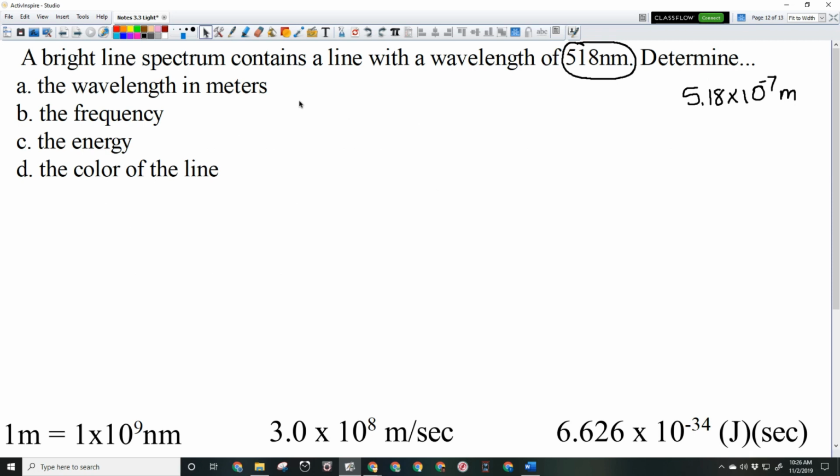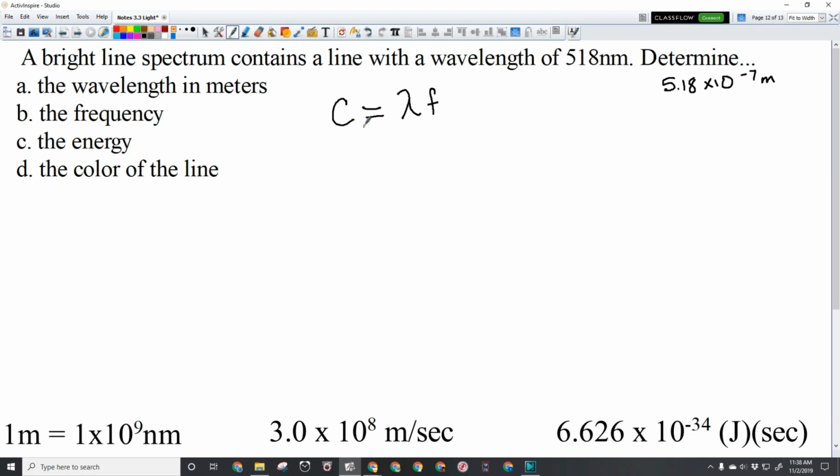So the speed of light is equal to wavelength times frequency. If I have this equation and I'm solving for frequency, I have to rearrange this equation so I have frequency by itself. So I'm going to divide both sides by the wavelength. When I do that, wavelength cancels and it leaves frequency equal to the speed of light divided by the wavelength.